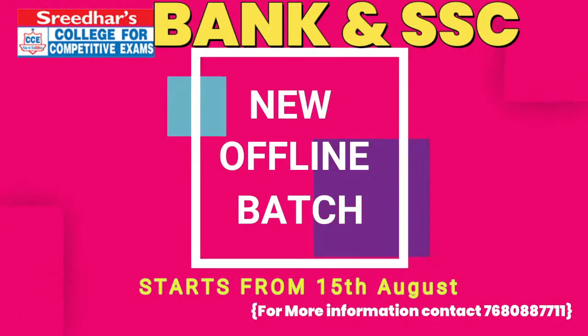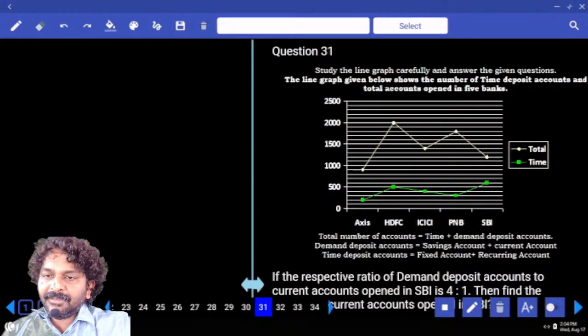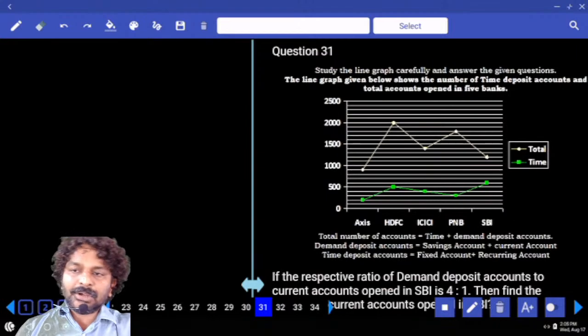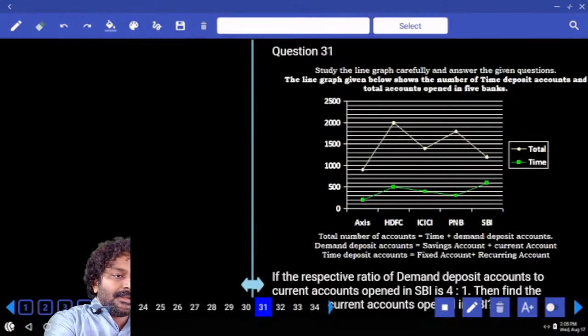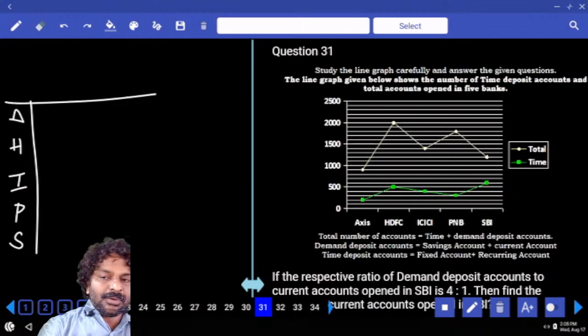Question number 31. The line graph given below shows the number of deposit accounts and total accounts opened in 5 banks. Let's prepare the table: Axis, HDFC, ICICI, PNB and SBI. 2 categories are there.